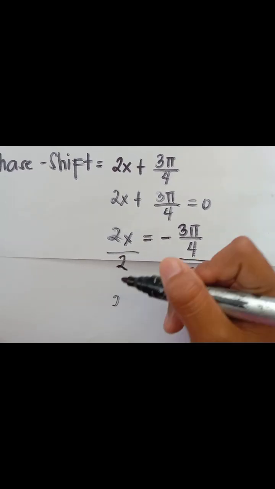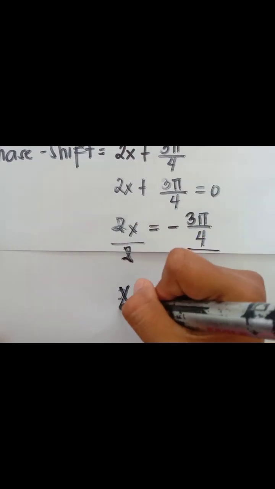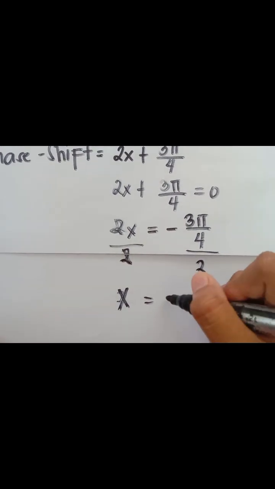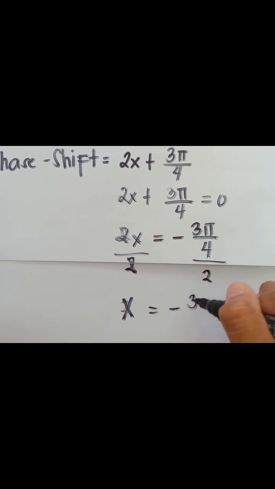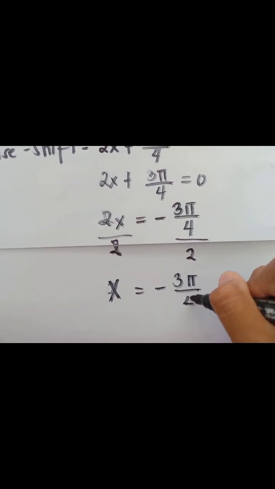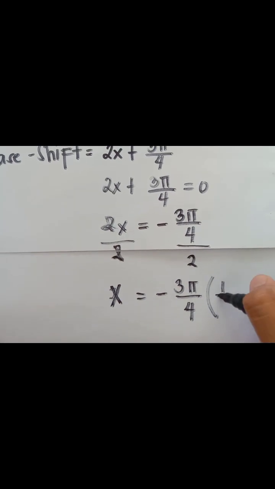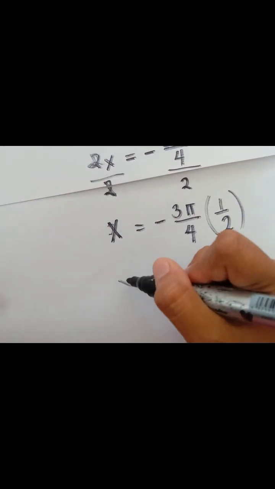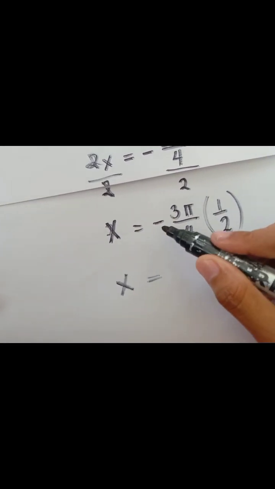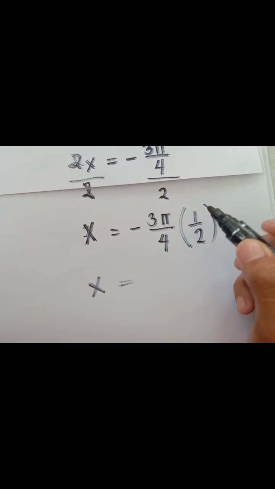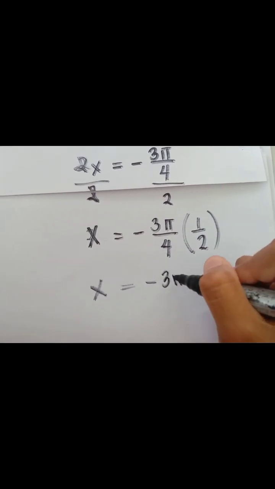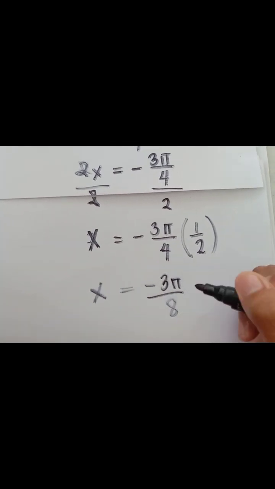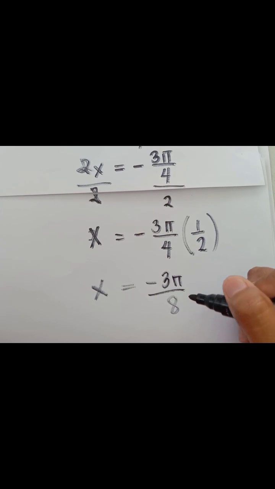Then cancel, x equals, then reciprocal the denominator, which is negative 3 pi over 4 times 1/2. So the answer is x equals negative 3 pi times 1 over 4 times 2 equals 8. And this is our phase shift, negative 3 pi over 8.